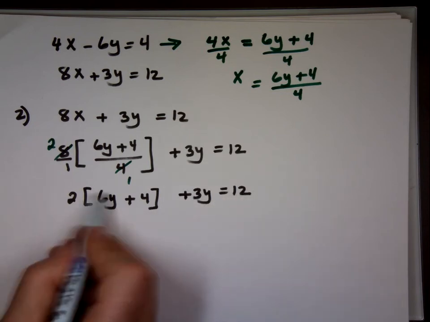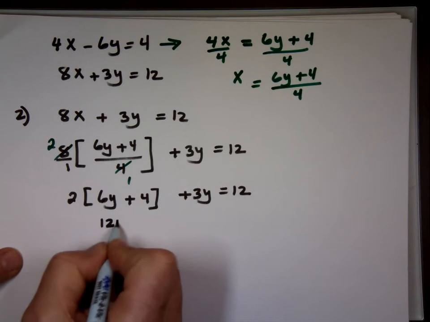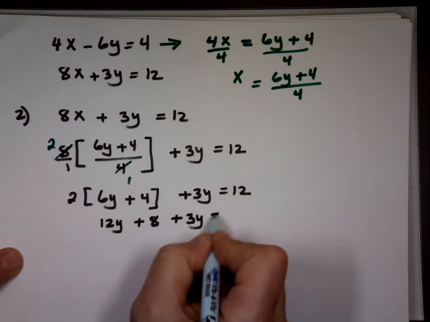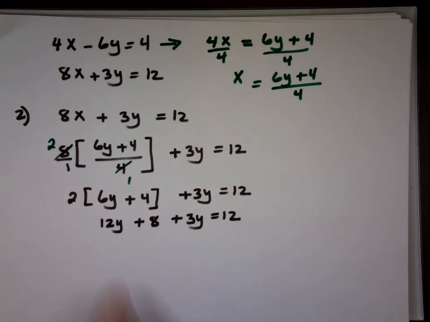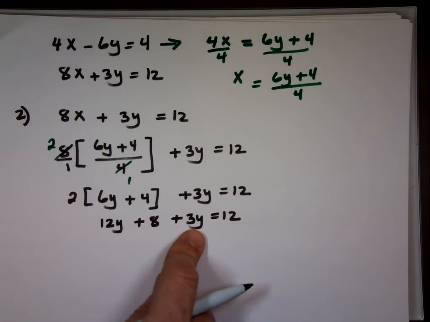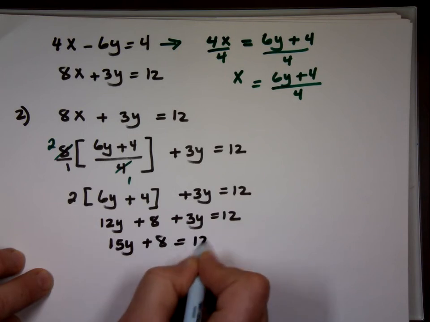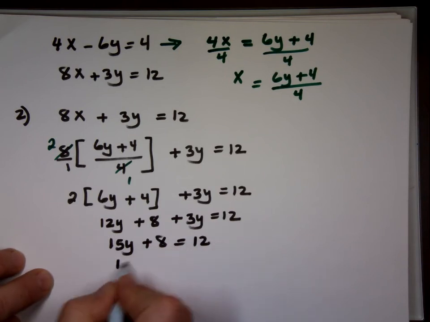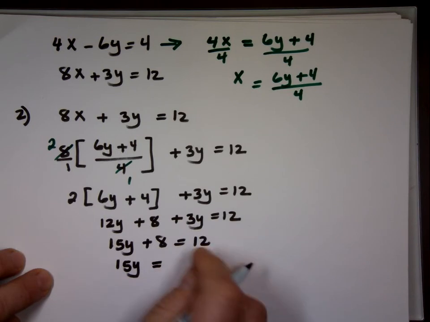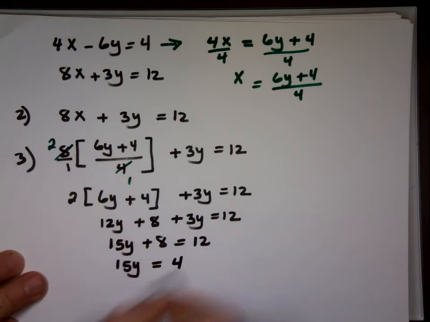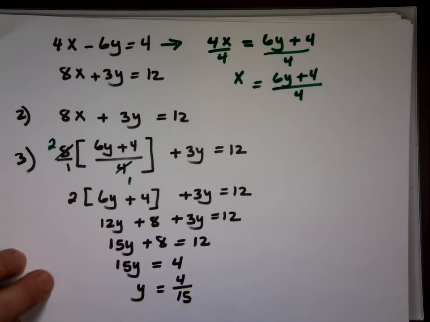What's 2 times 6y? 12y plus what? 8 plus 3y equals 12. 12y and 3y will give me what? 15y plus 8 equals 12. I've got to take the 8 to this side, becomes a minus. 15y equals 12 minus 8. What's 12 minus 8? 12 minus 8 is 4. What is y equal to? 4 over 15. No guessing. That's the exact answer.